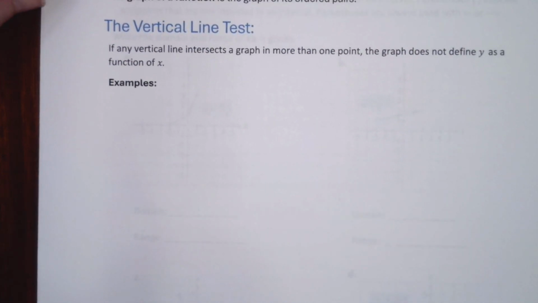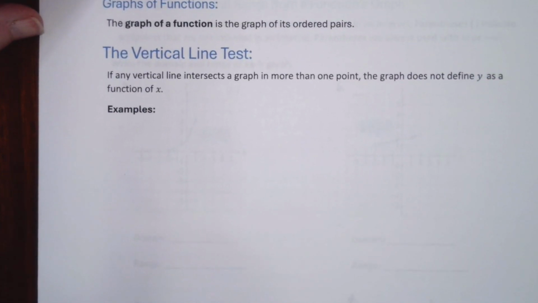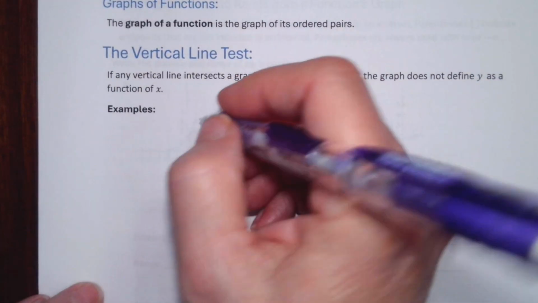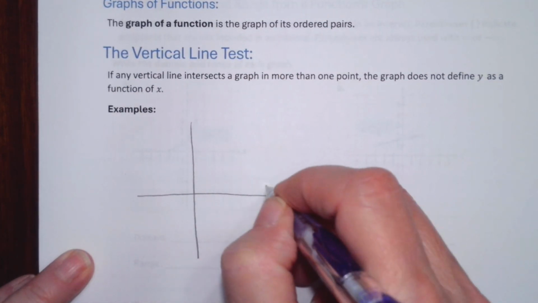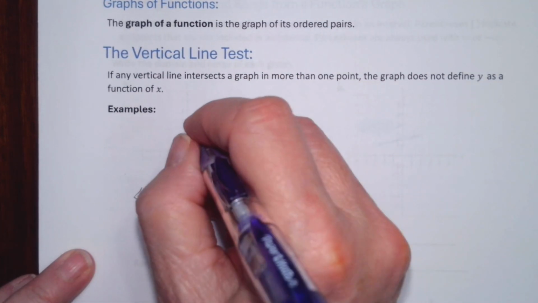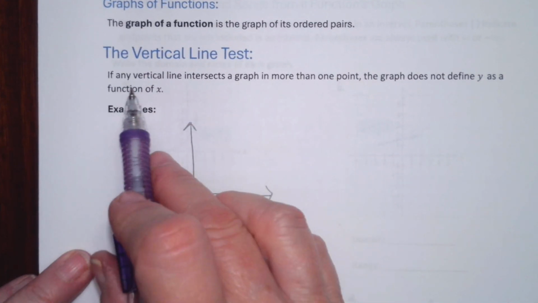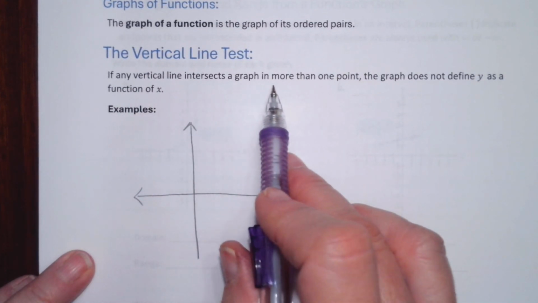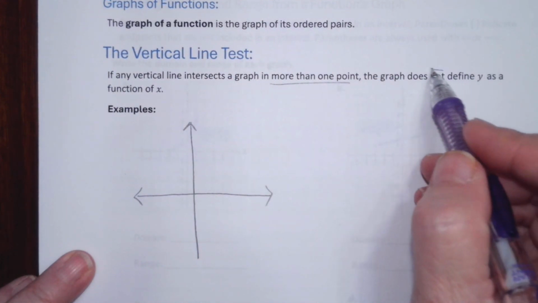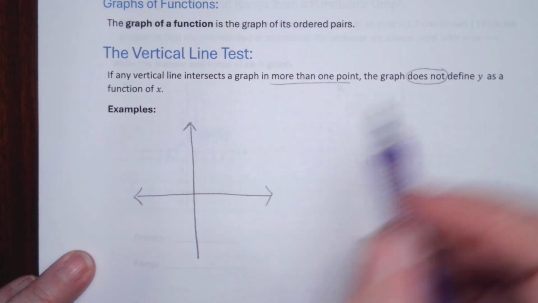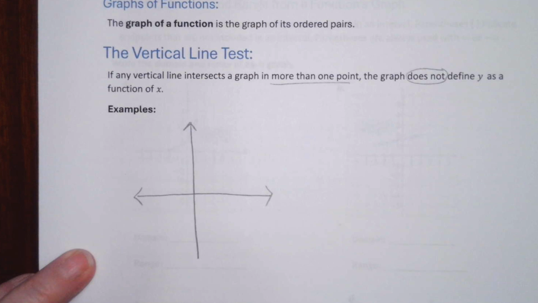So let's say we have graphs and we want to know if the graph is a function. There's something called a vertical line test that says if any vertical line intersects the graph in more than one point, then the graph does not define a function.